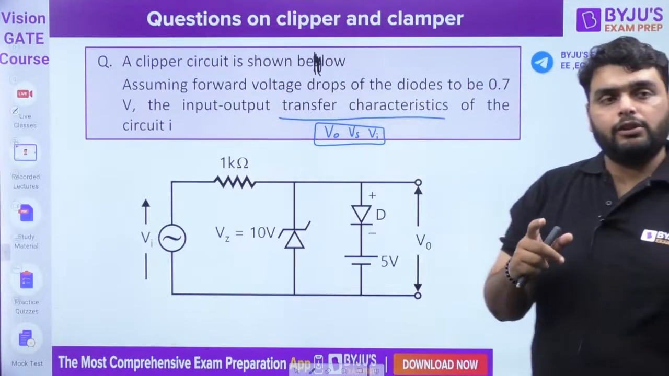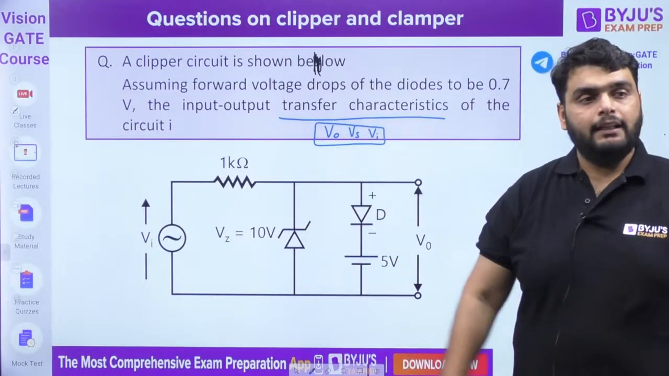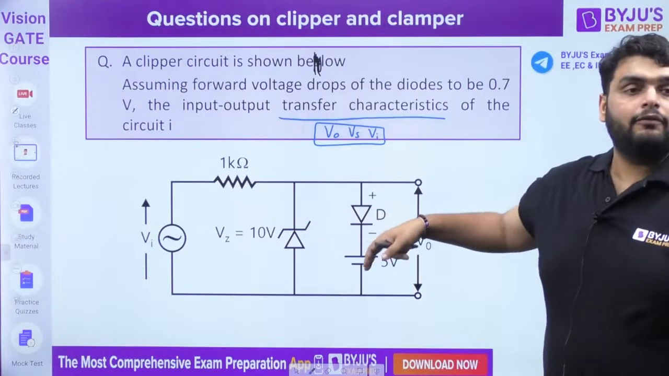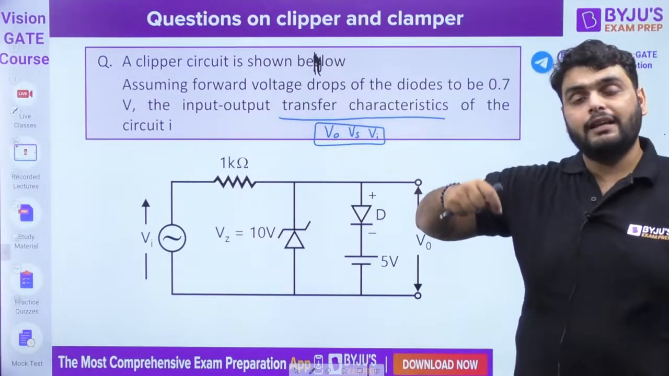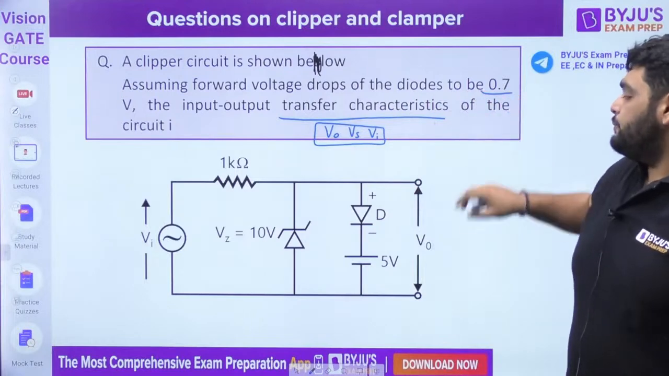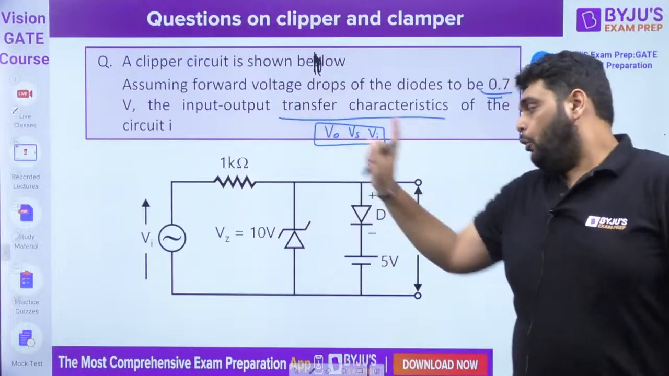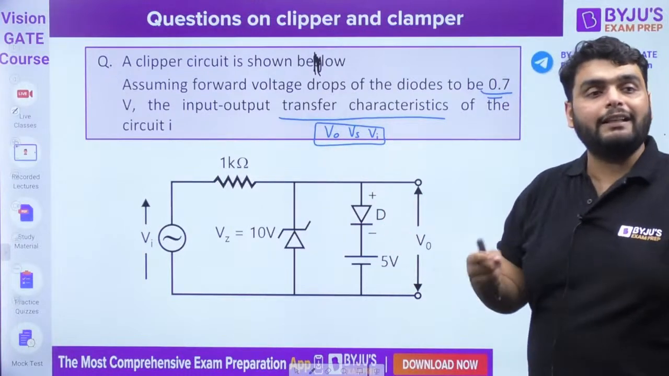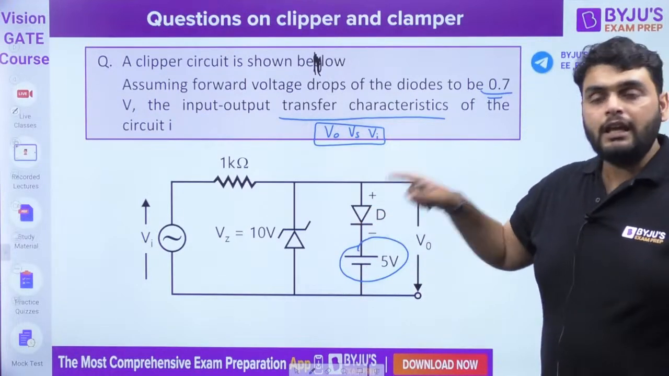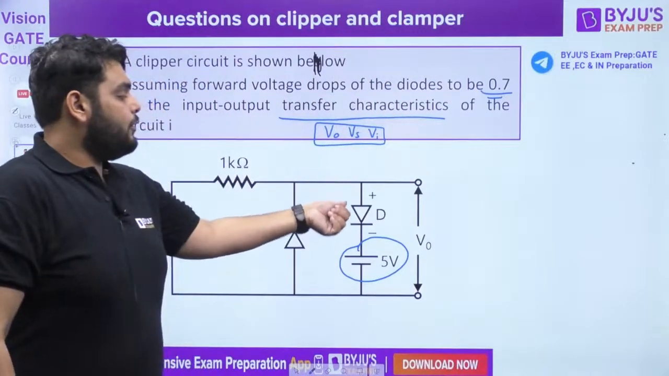First of all, you can see in a positive half cycle, the Zener diode will be reverse biased, but the normal diode here will be forward biased. Now this diode has a voltage of 0.7. So when the input becomes more than 5.7 volt, why 5.7 volt? Because this is the 5 volt here and the 0.7 because of the diode. So when the input is more than 5.7, then you can say that the diode is going to be turned on.